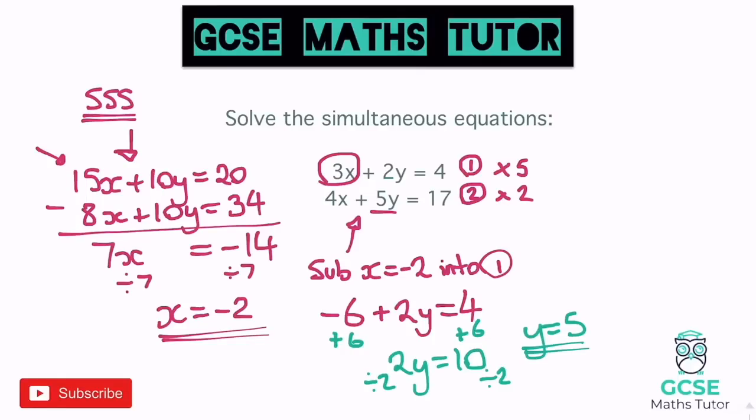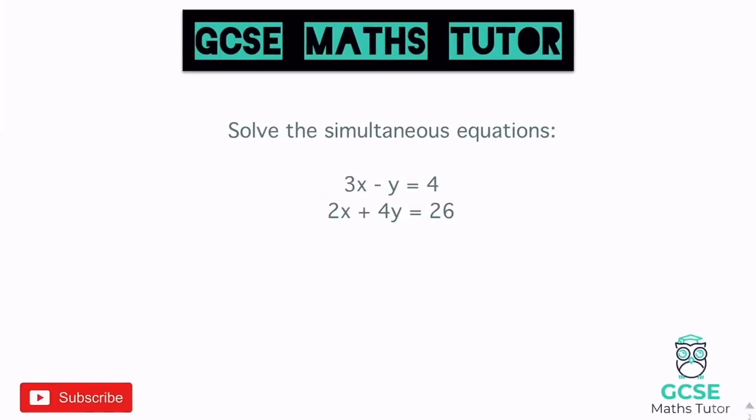Let's have a look at another one where there's an add and a subtract in our two equations. Here we have 2 more equations where we've got a negative in there. We've got 3x minus y equals 4 for equation 1, and we've got another equation with a positive, 2x plus 4y equals 26 for equation 2. Again, I'm just going to have a look at these y coefficients, the number in front, and we're going to try and make them the same.